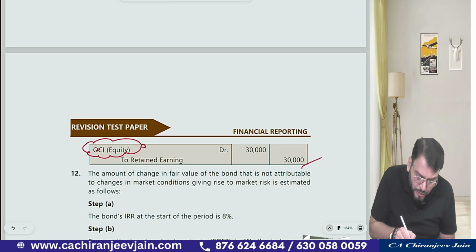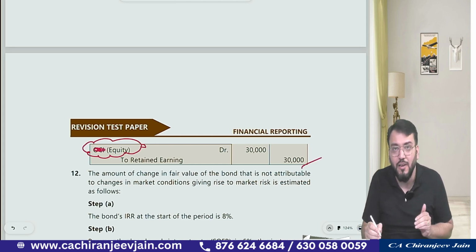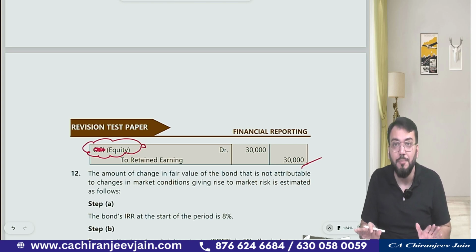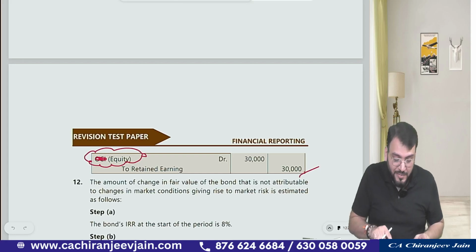Correct? But normally we don't do it by OCI. Correct? Now whenever we do reclassification, we use the account OCI. But whenever it is without reclassification, we never use the term OCI. We use FVOCI reserve account debit to retained earnings. Understood? Simple. Now let us come to the next question.